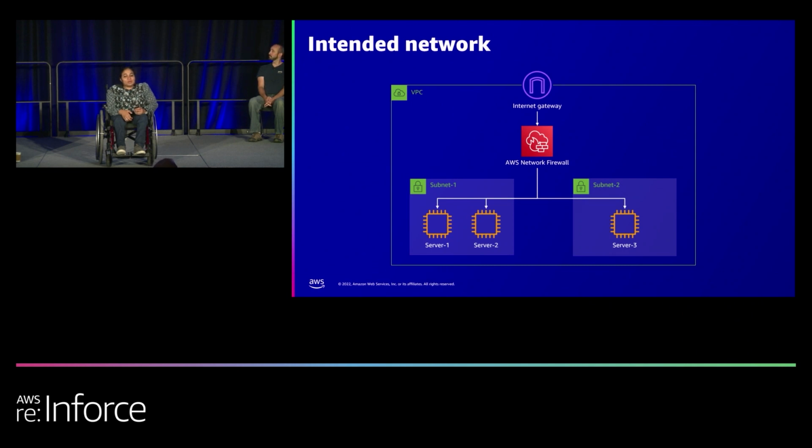Let's imagine we want to build a network that looks kind of like this. We have 2 subnets, both front-ended by a network firewall. And we can clearly see from this picture, all network traffic goes through the firewall. So we are done, right? Not quite. This is just a picture. Let's check whether our reality matches this picture.